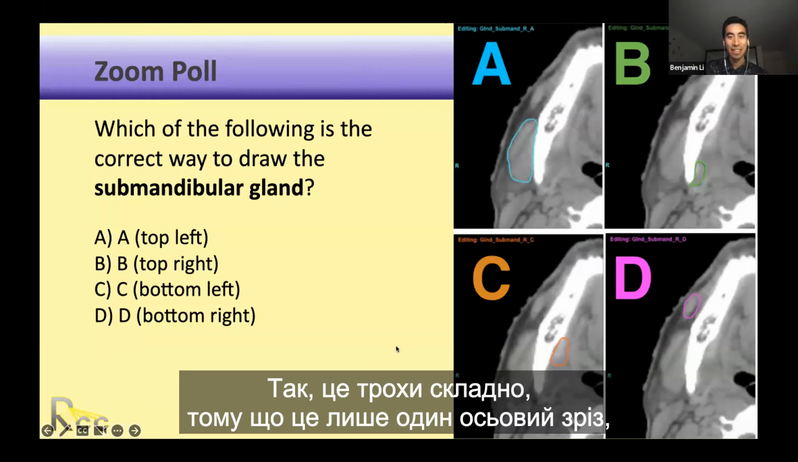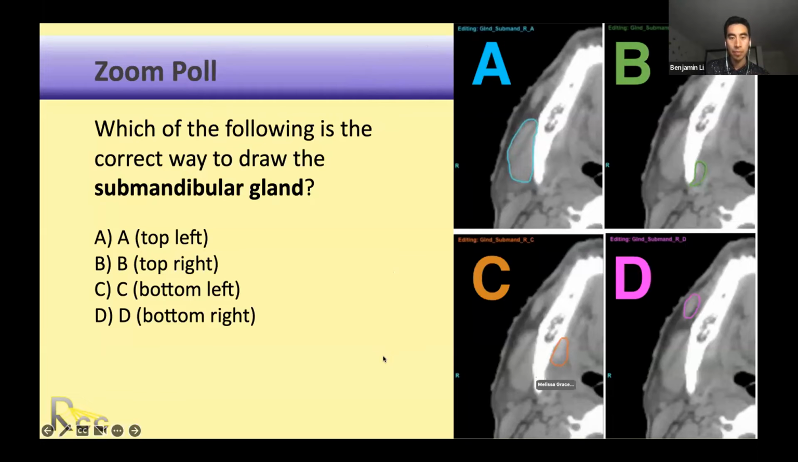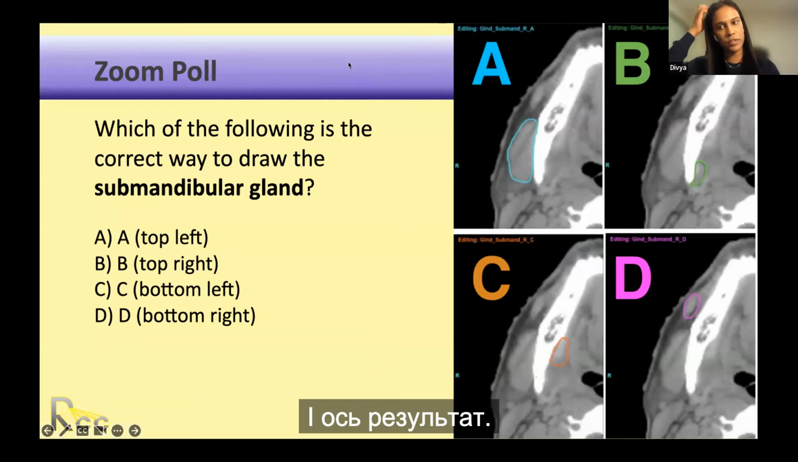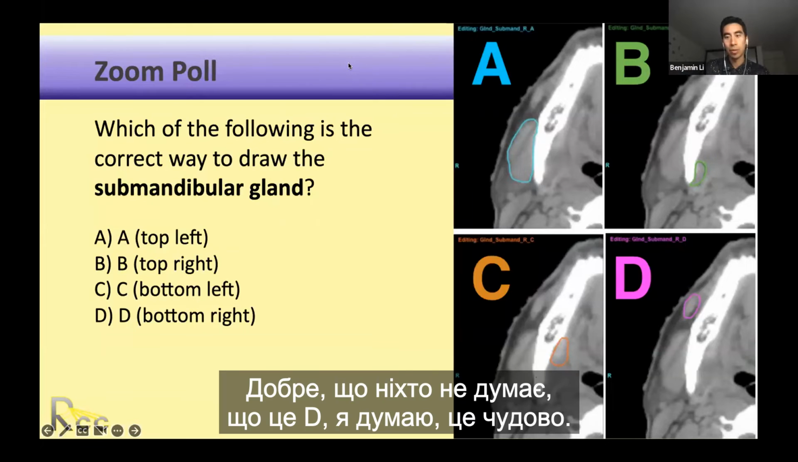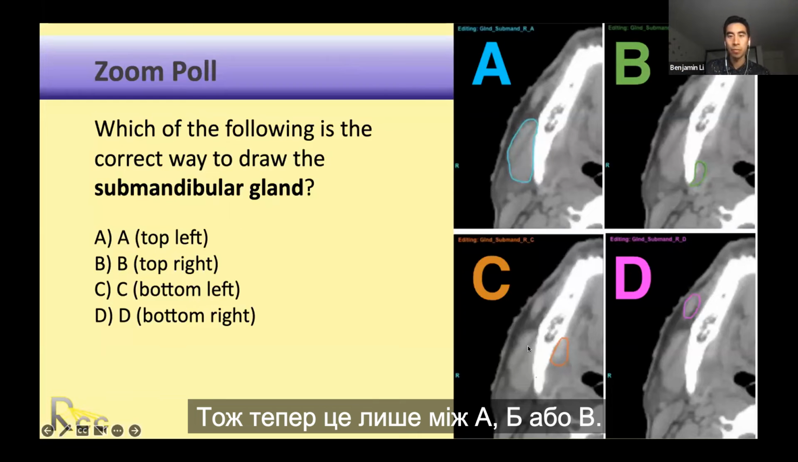Okay. Yeah. This one's a bit tricky because it's just a single axial slice. But we'll go ahead and end this. And those are the results. Okay, so no one thinks it's D. I think that's great. So now it's just between A, B, or C.